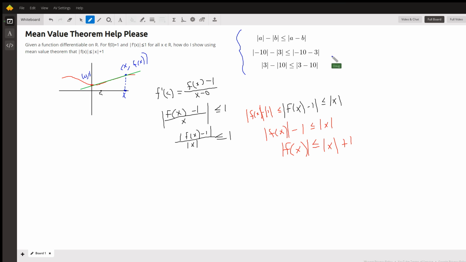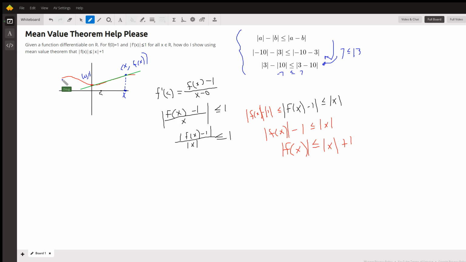I just put a couple examples in here to help visualize. So here in this first example, 10 minus 3 is 7. And over here on the right, we have the absolute value of negative 13, which is 13. 7 is less than or equal to 13. And for the second example, we get negative 7 is less than or equal to 7. Okay, so that's just two examples, but we're going to use that theorem later in this proof.